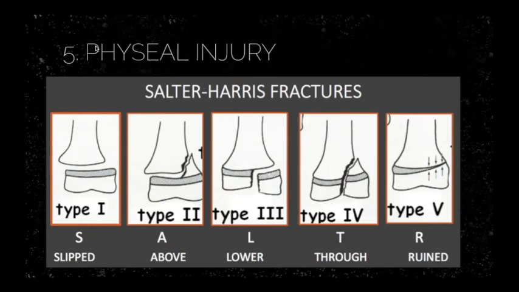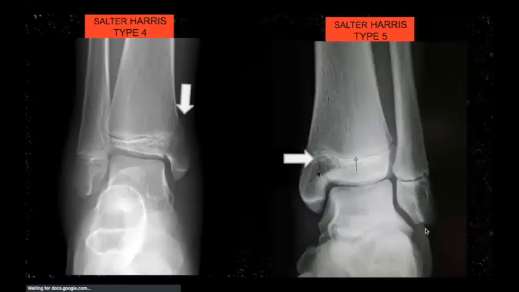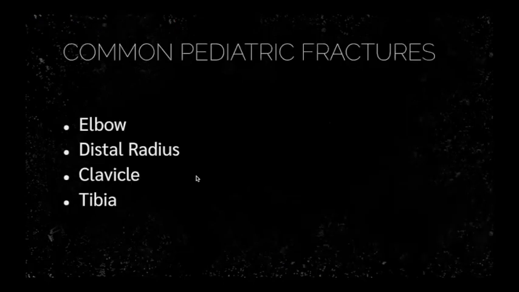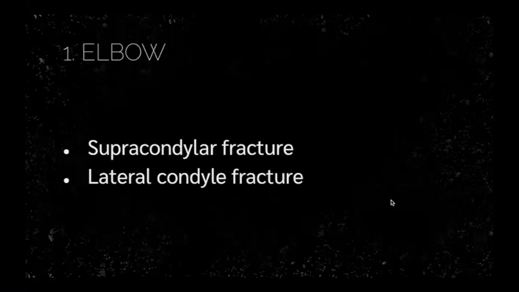All right, if you talk about physeal injury, we can't run away from the Salter-Harris fracture. So Salter-Harris, as you all know, there are 5 types, SALTR. Right, so this is just an example. I just go through this a little bit fast because I think we are running out of time. All right, next we move on to the common pediatric fractures. Okay, so common pediatric fractures usually involve the elbow or distal radius, clavicle, as well as the tibia. Right, they can have other types of fracture, but they are less common as compared to these 4.